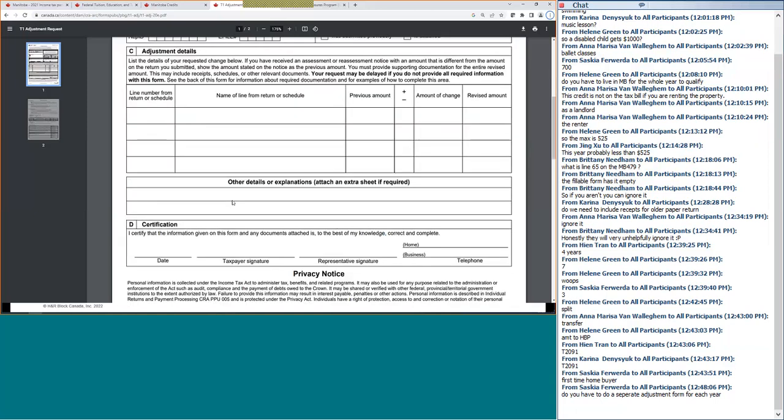And then you're going to have details. Details is, this is what you have to do. And Saskia, excellent question. Do you have to do a separate adjustment for each year? Yes. If you are adjusting multiple years, you need multiple T1 adjustments, one per year. Okay? So other details, you're going to say, please be nice to the CRA. Just say please. Please adjust the return to do the following things for the following reason. Here are all the documents I have included with me. Thank you. That's what you put for details.